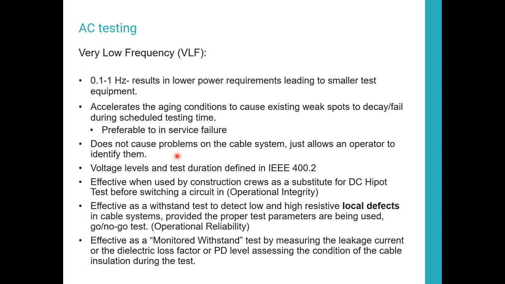Now, AC testing had some limitations. If you want to apply an AC voltage at rated voltages and above, you needed extremely large power sources at 50 or 60 hertz. So what they came up with was a couple different tests using very low frequency. A very low frequency AC test uses a frequency somewhere between 0.1 and 1 hertz, as opposed to 50 or 60 hertz power system frequency. It's no longer DC, and they found that by doing these low frequency tests, you don't have the damage that was done by DC high pot testing.